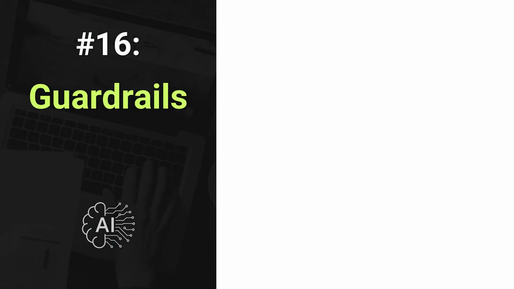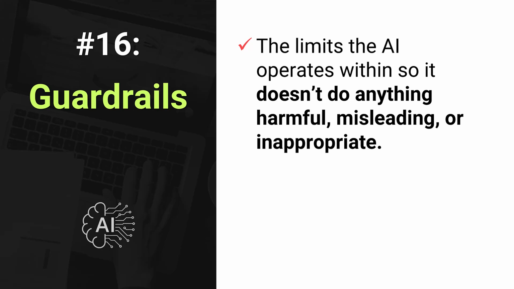Next is guardrails, sometimes called safety. These are the limits the AI operates within so it doesn't do anything harmful or misleading or inappropriate. It simply means the AI has boundaries. Here's a quick example. When I train an AI chatbot for a business website, I always set guardrails for things like profanity or inappropriate questions or topics the bot should not respond to.